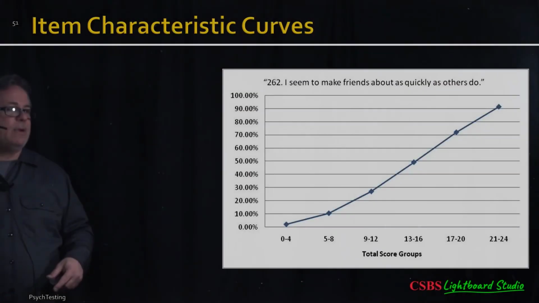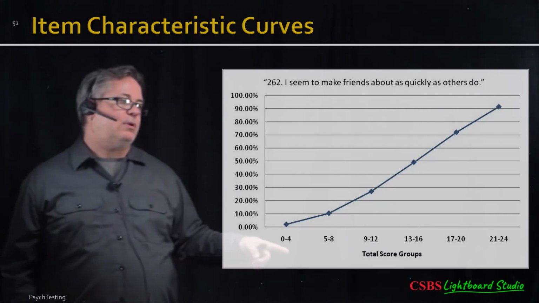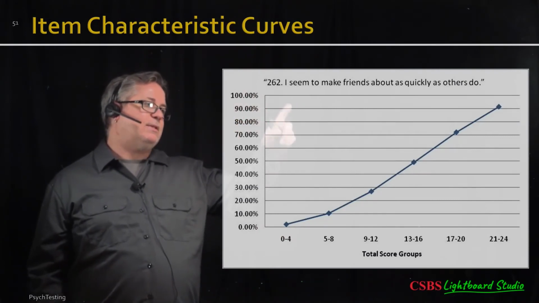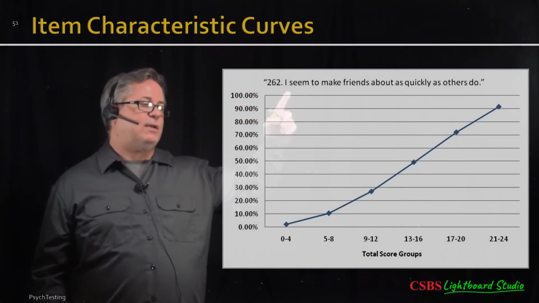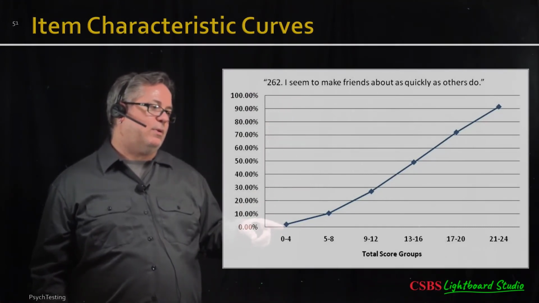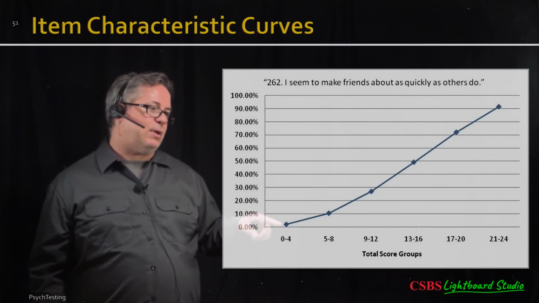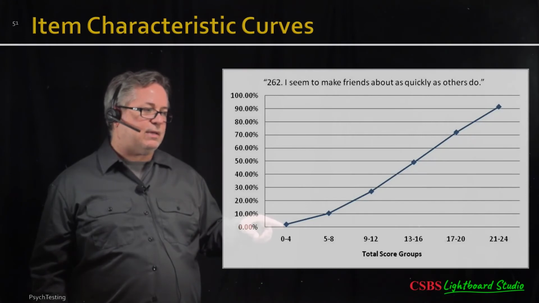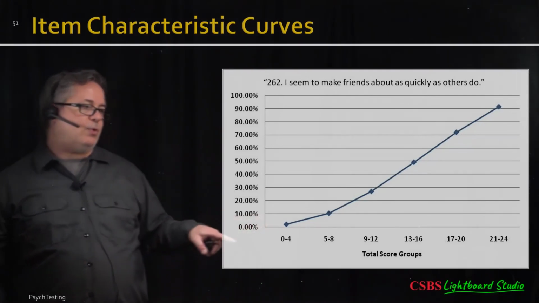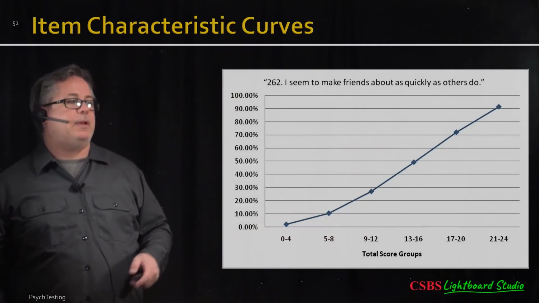I seem to make friends about as quickly as others do. So if you're low, again, this is a reversed item. Saying yes to this means you don't have social anxiety. Saying no to it does. So you've got to think about that the other way. People who are low on social anxiety are more likely to say yes to this, like not endorse it in the direction of social anxiety. And as you go up in social anxiety, it's going up, so it's monotonic. It's just not super discriminating, and it's a little bit difficult.